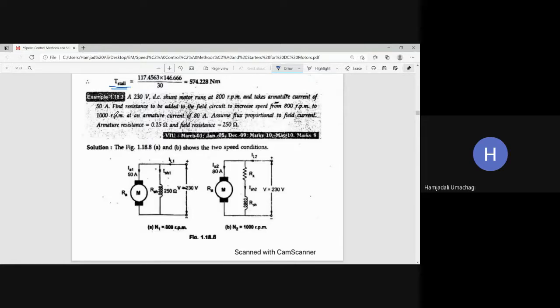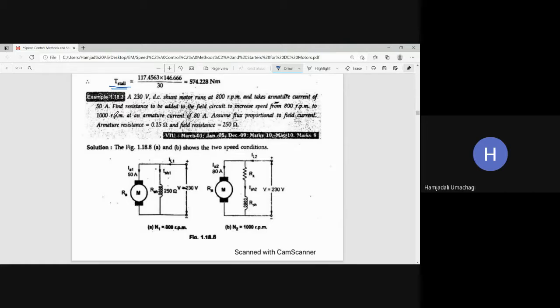If you are choosing the flux control method, which current should we control? Armature current or field current? Flux means field winding, so you need to control the field current. In order to control that field current, you need to vary a certain resistance. So how much is the resistance to be added?